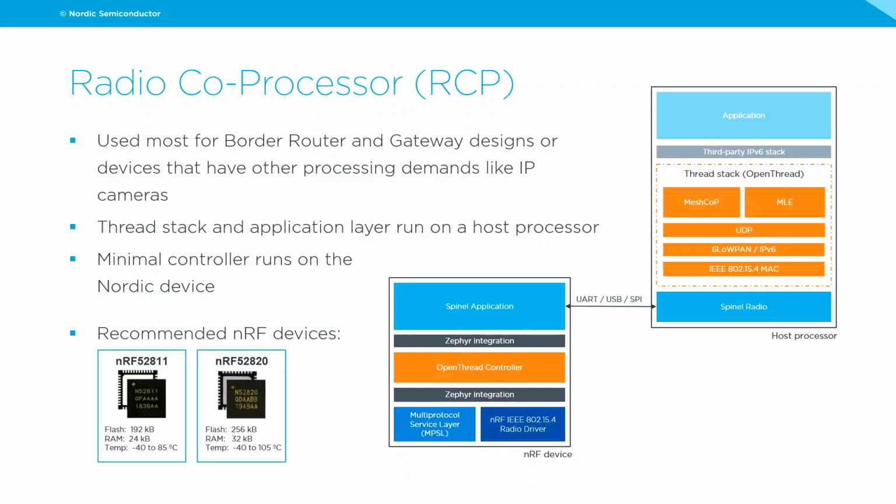You can utilize our smaller devices for this architecture, such as nRF52811 or nRF52820. Also in this design, both devices send 15.4 MAC frames over Spinel instead of full IPv6 packets, like in the previously shown architecture.